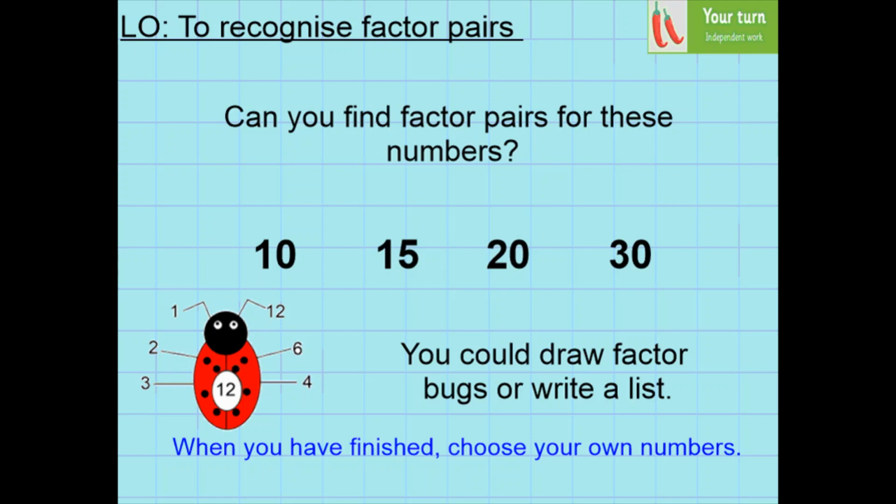So your activity now is to find factor pairs for these numbers. You might want to draw a factor bug, or you might just want to write a list. You can choose how to record your work, but see if you can find factors for the numbers 10, 15, 20 and 30. If you pair the numbers up together, that possibly will help you. When you've finished, if you want to extend your learning, you might like to choose your own numbers. How far could you go with this? So pause the video and have a go and join me when you're ready to look at the answers together.